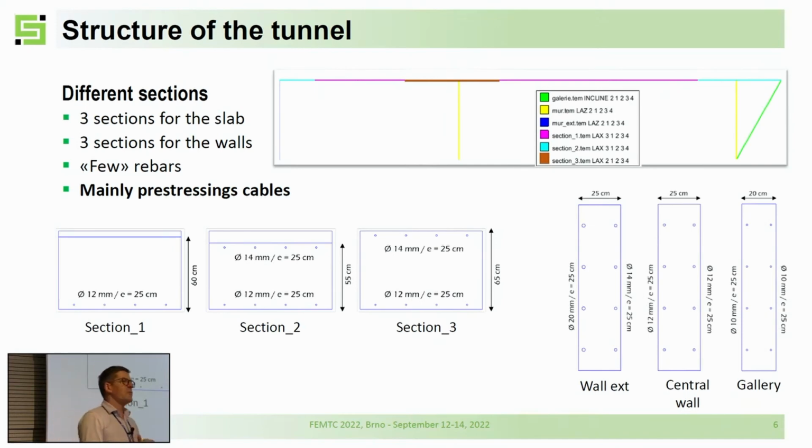Before doing some structural analysis, we have to make a model, and we always do 3 verifications as a structural engineer. We have to check if the model stands up in cold situation with real forces and real actions, and then we do the thermal calculation. So we start with identifying the section for the slabs. We have 3 sections for the slabs and 3 sections for the walls. In the reinforced concrete, we have few rebars, so most of the resistance is assured by the prestressing.